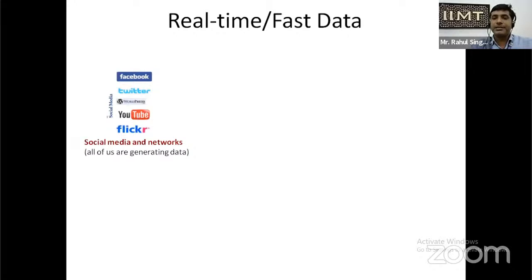And real-time fast data, Facebook, social media and networks. These are data coming from Facebook, Twitter, and fast data, social media networks. Every second, every minute and every hour we get data from social media. Huge amount of data, in content, images, videos, sharing data, analyzing, and chatting data.